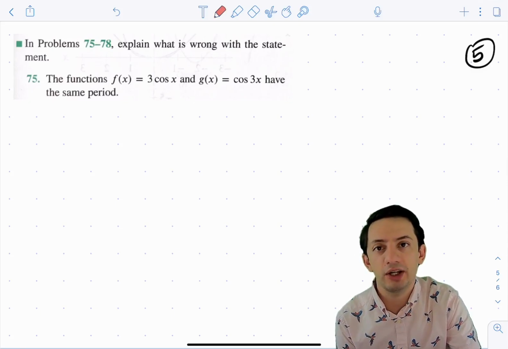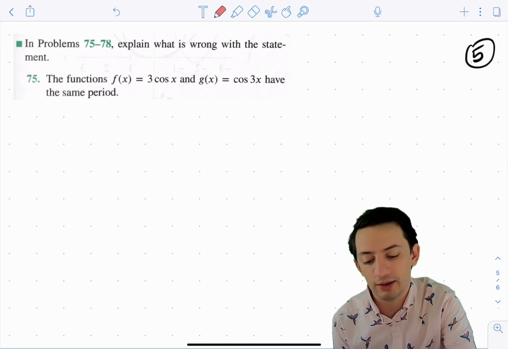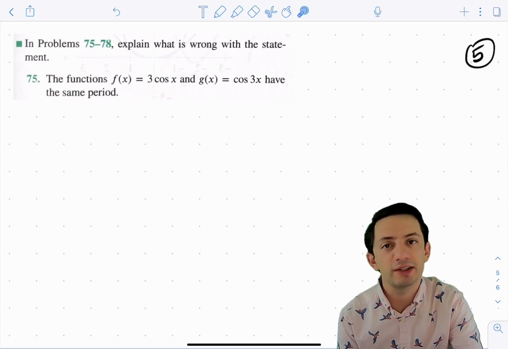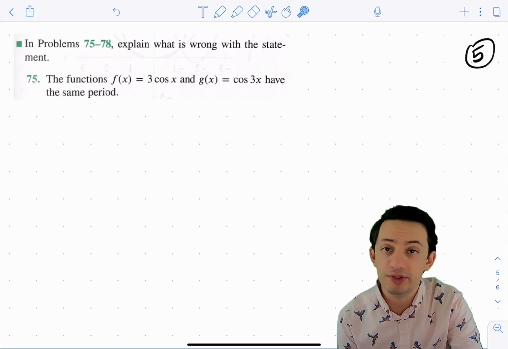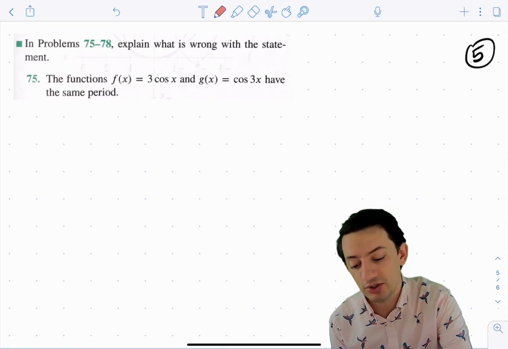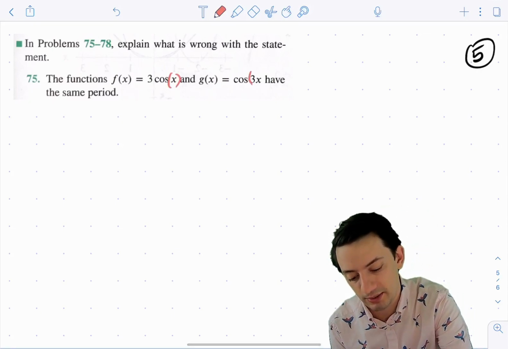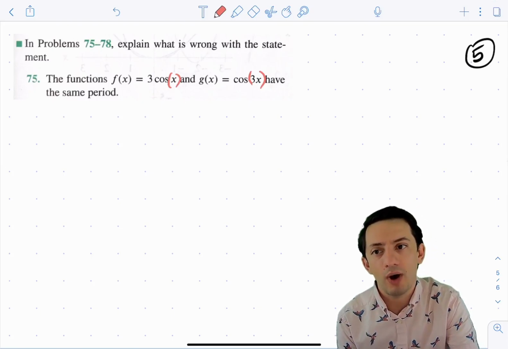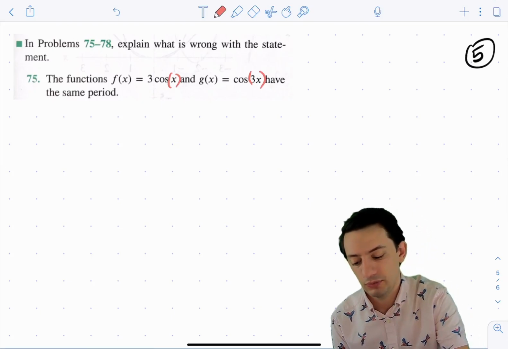Now, let's just be clear about what these functions are. I don't like when I see trig functions without the parentheses because it's needlessly ambiguous and confusing, and the parentheses don't cost that much extra. So let's just add in our parentheses. And now we see we definitely have two different functions. But why don't they have the same period?